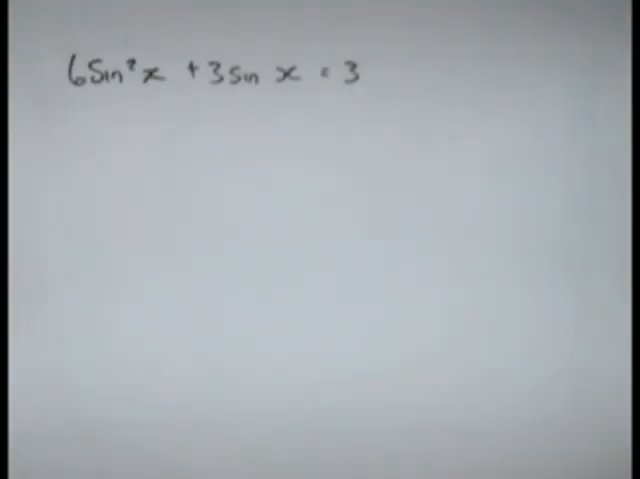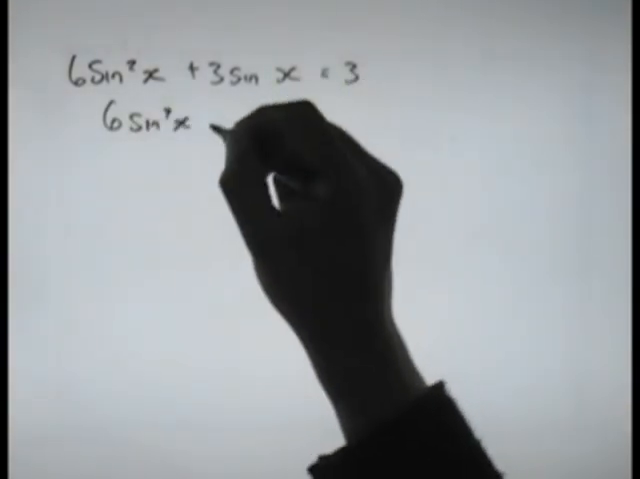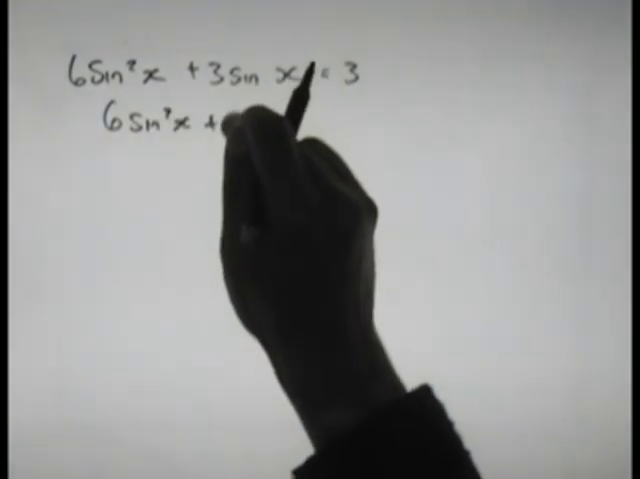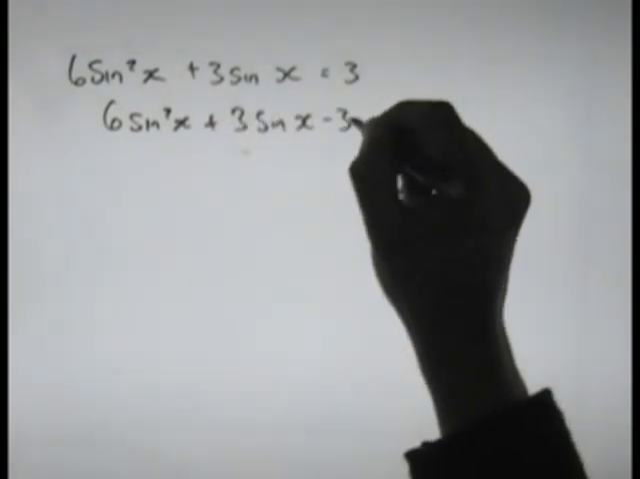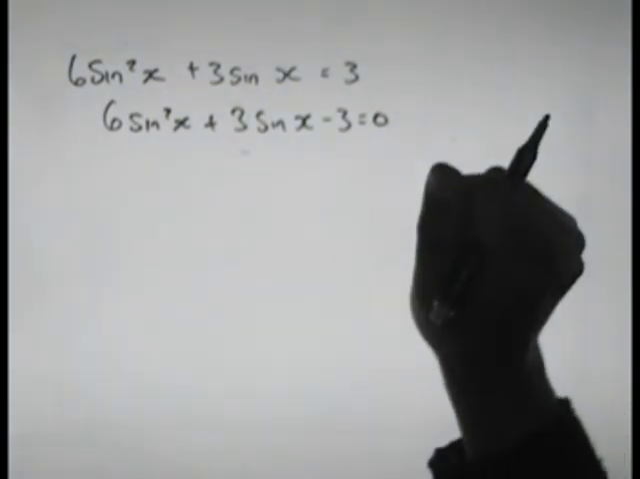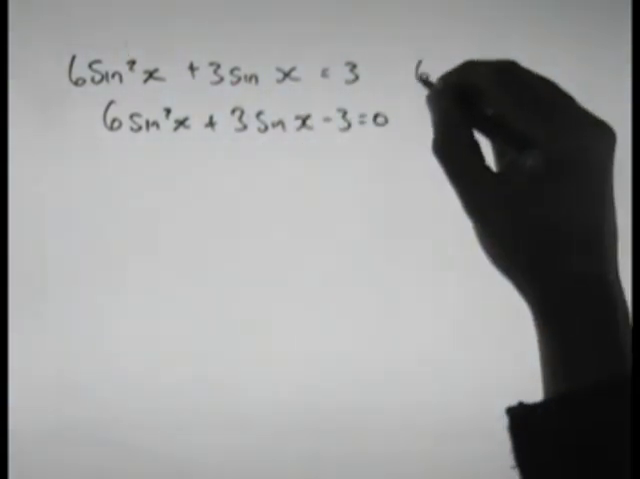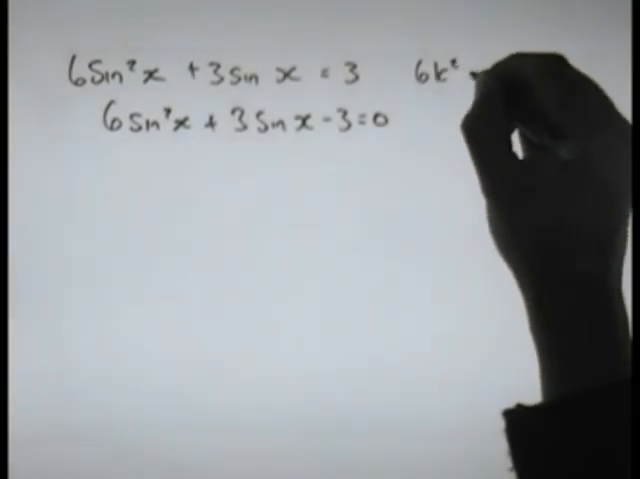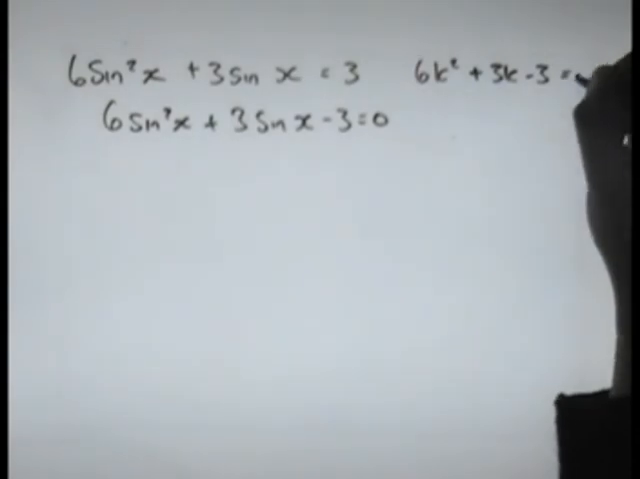The last one I gave you to do read 6 sine squared x plus 3 sine x is equal to 3. I'm going to start by making this 6 sine squared x plus 3 sine x minus 3 is equal to 0. This does look difficult. Look at this here: 6k squared plus 3k minus 3 is equal to 0.